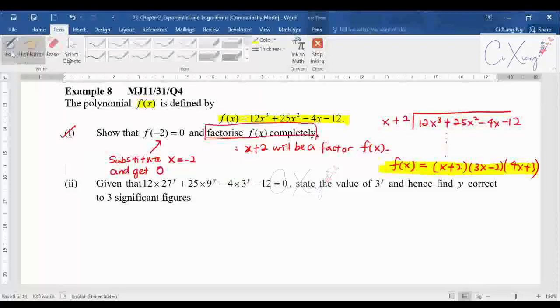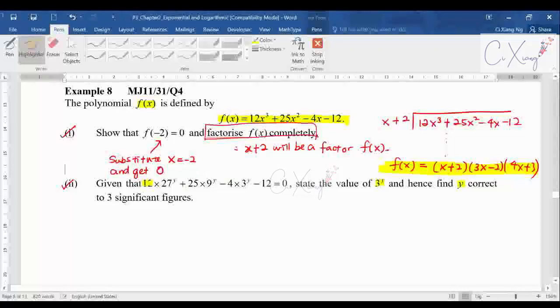And then after that, now we want to discuss part number 2. For part 2, they give you this equation. They want you to state the value of 3^y and find y correct to 3 significant figures. Do you still remember I told you before that usually for the old A-level style questions, part 1 and part 2 are linked? That means if you want to know roughly how to solve part 2, you can sometimes refer to part 1. So I want to compare these two equations here.